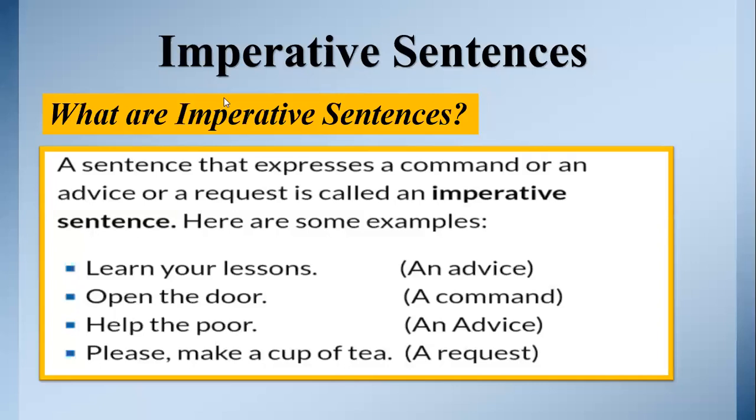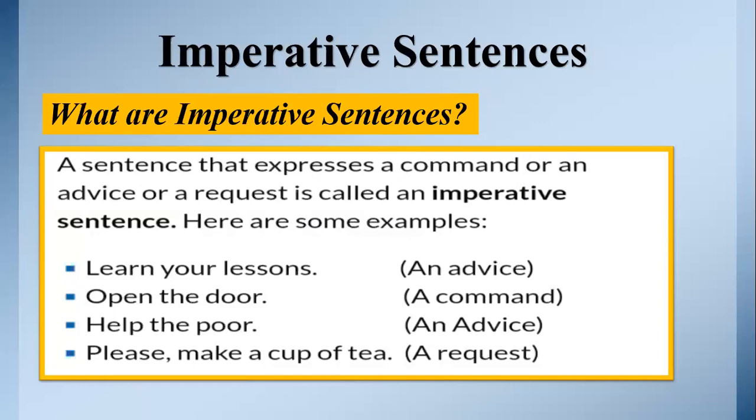So imperative sentences. Now, what are imperative sentences? Do you have any idea? You must have done the types of sentences. A sentence that expresses a command or an advice or a request is called an imperative sentence. So, a sentence in which you are giving a command, advice, or a request is called an imperative sentence.